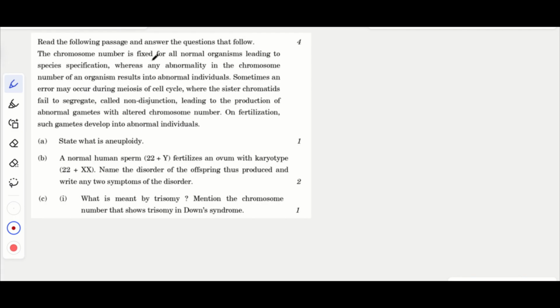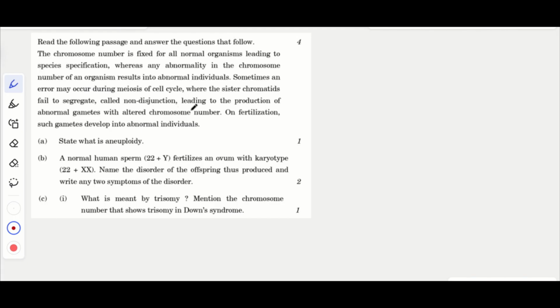The chromosome number is fixed for all normal organisms leading to species specification, right? Whereas any abnormality in the chromosome number of an organism results in abnormal individuals. Sometimes an error may occur during meiosis of cell cycle where the sister chromatids fail to segregate, called nondisjunction, leading to the production of abnormal gametes with altered chromosome number. On fertilization, such gametes develop into abnormal individuals.